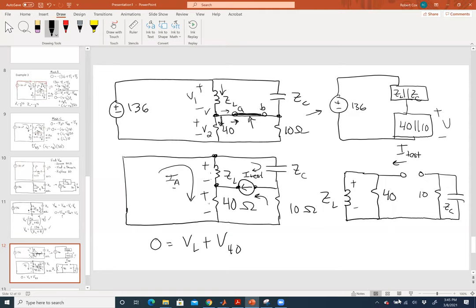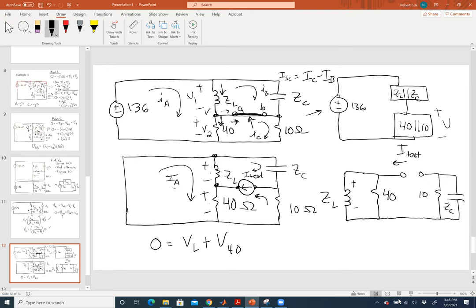Or again, probably a simpler approach in this case, which will bake your brain a little bit less, is: here's IA, here's IB, here's IC. What would the short circuit current be equal to in that case, if I did mesh? IC minus IB. IC minus IB.